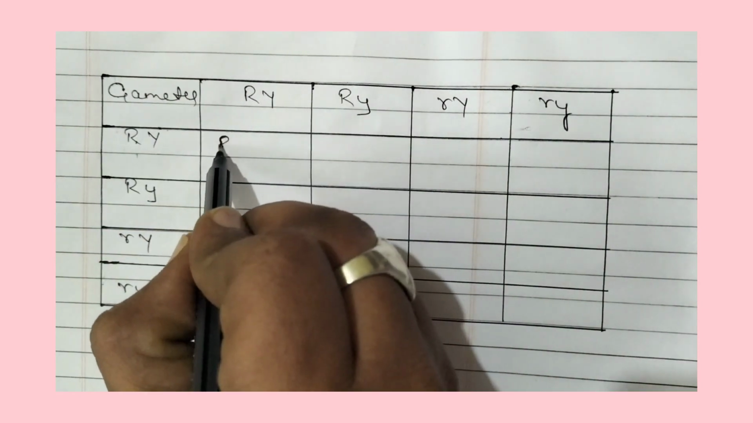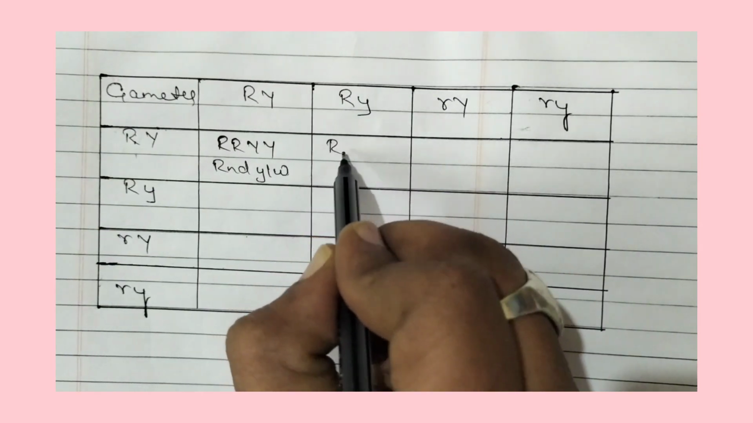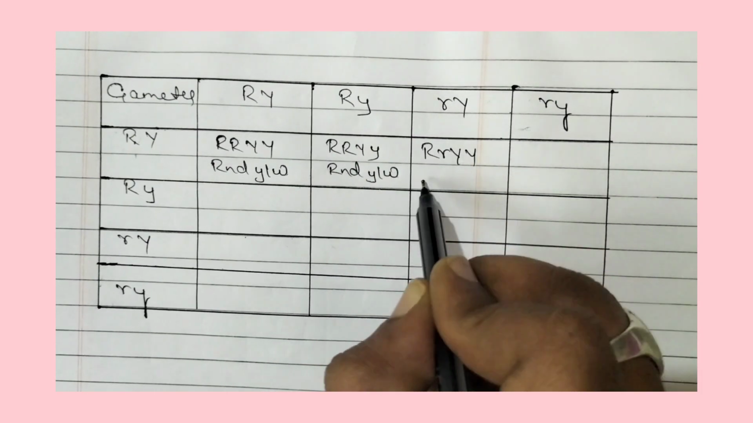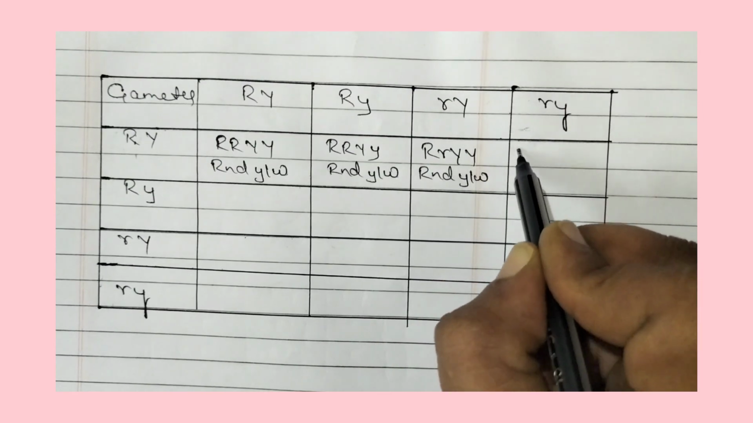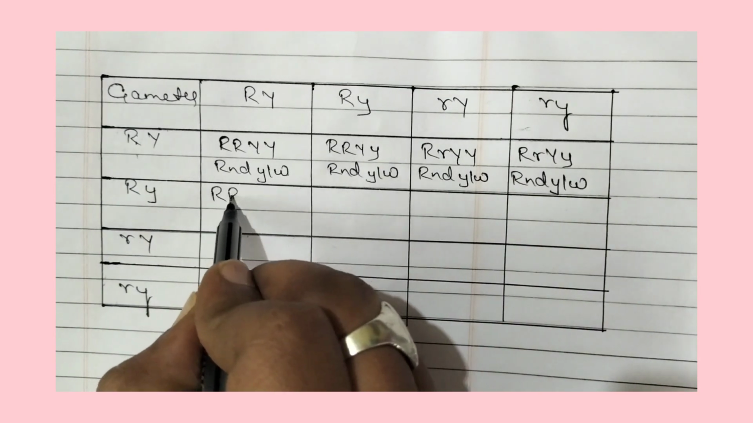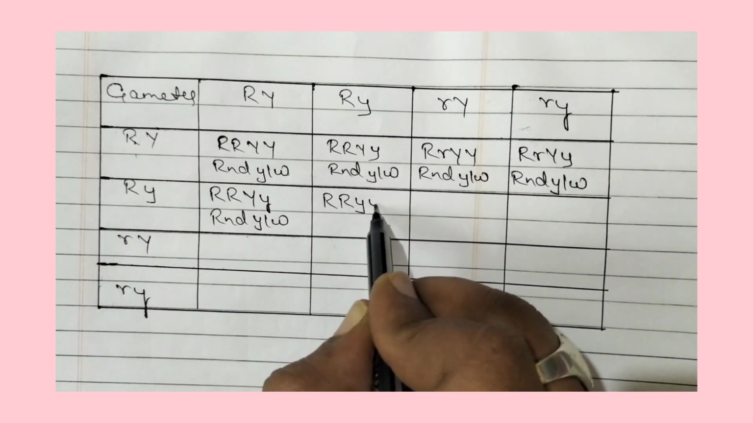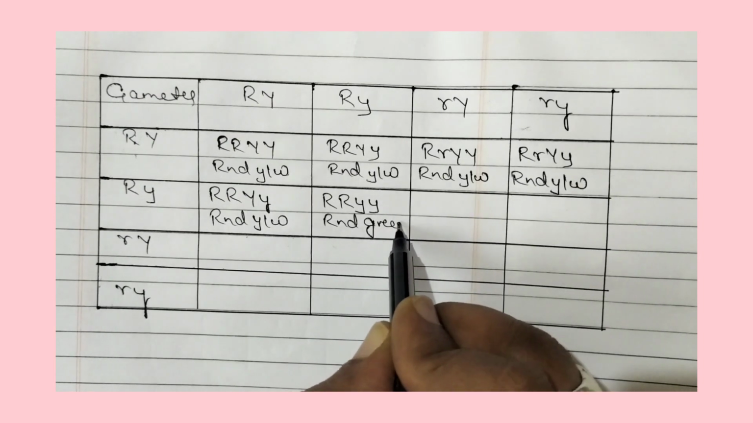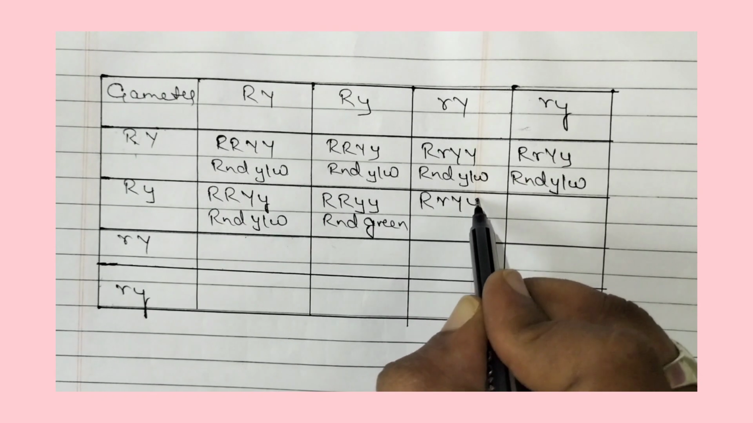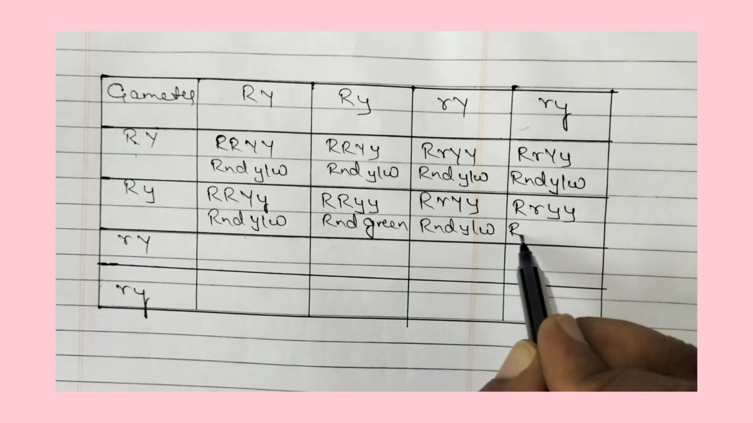Capital R capital R, capital Y capital Y, that is round yellow. Capital R capital R, capital Y small y, again round yellow. Capital R small r, capital Y capital Y, so round yellow. Capital R small r, capital Y small y, so round yellow. Capital R capital R, capital Y small y, so it is round yellow. Capital R capital R, small y small y, so it is round green. So now next, capital R small r, capital Y small y, round yellow. Capital R small r, small y, so round green.